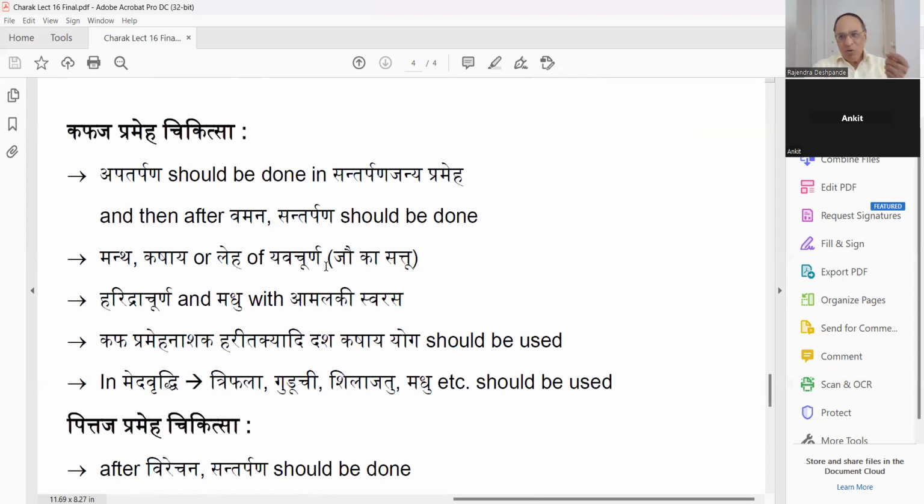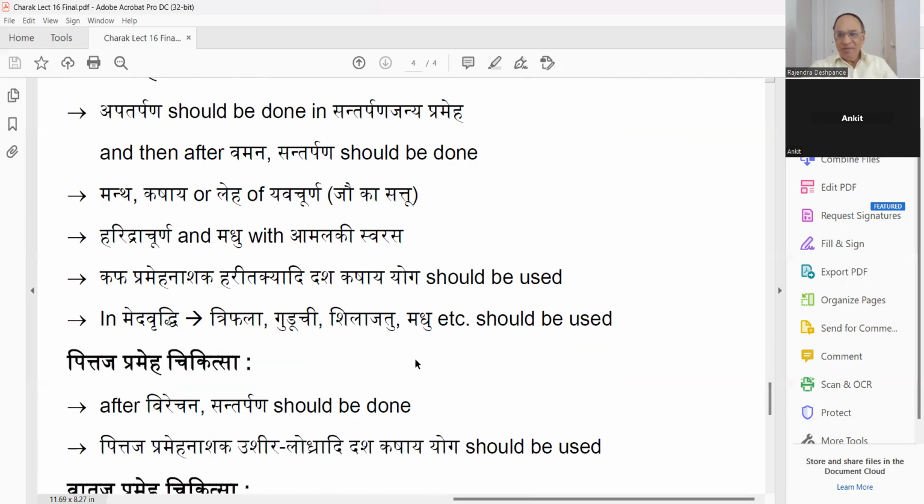So there may be some home remedies. Haridra Churna, turmeric powder with honey, with Amalaki Swaras. Actually, this formula is given in Vagbhat also. The use of turmeric, the use of Haridra. Nisha Amalaki Yoga. Nisha Amalaki tablet is also available. Nisha means Haridra. Kapha Prameha Nashak, Haritakyadi, Dashakashaya Yoga should be used.